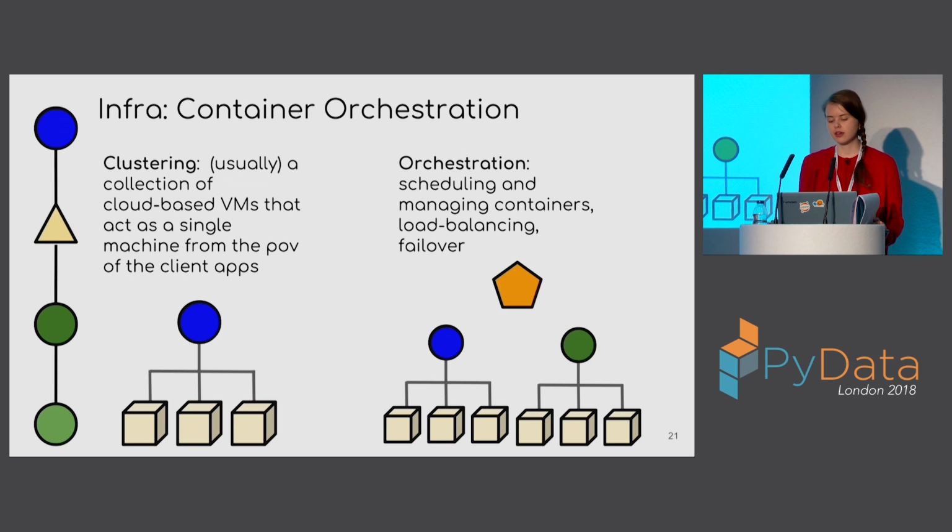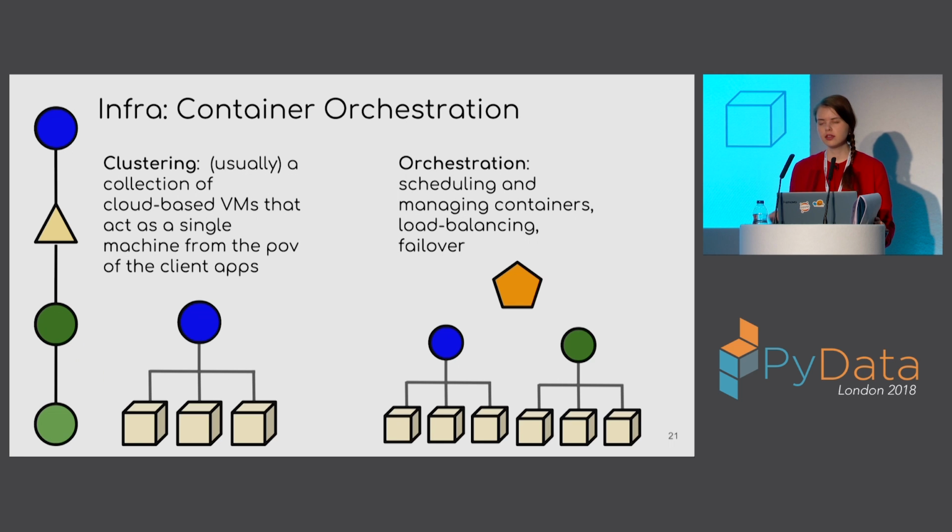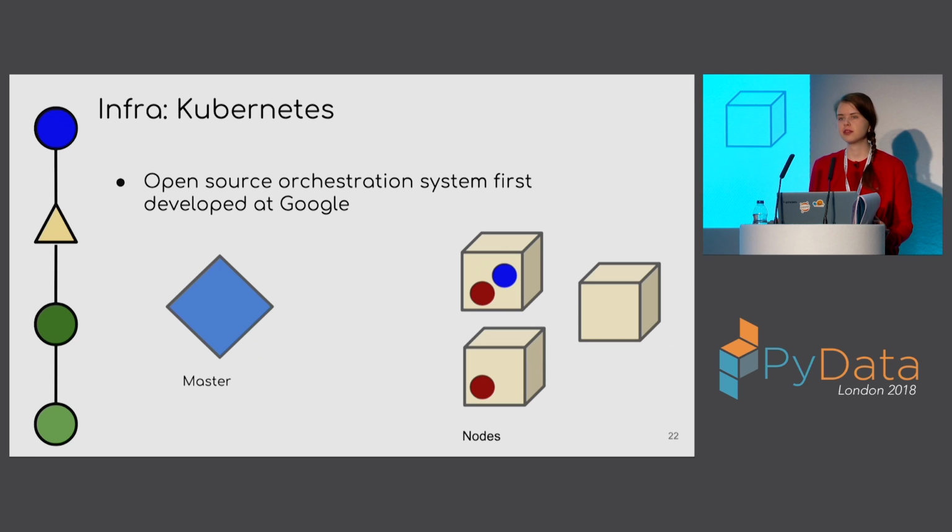The second component of the software is the actual orchestration itself. So you need some kind of component that will take care of things for you, scheduling and managing your containers, load balancing, failover, restarting containers that failed, and so forth. There are several software products in the market that will help you do this, but the JupyterHub team has made a choice to go with Kubernetes, which is an open source orchestration system first developed at Google and open sourced, I think, a few years ago.